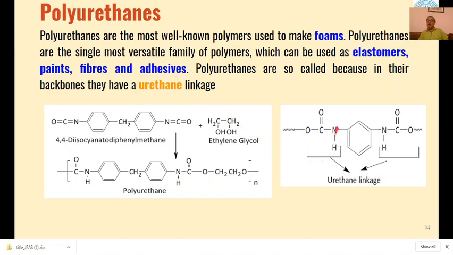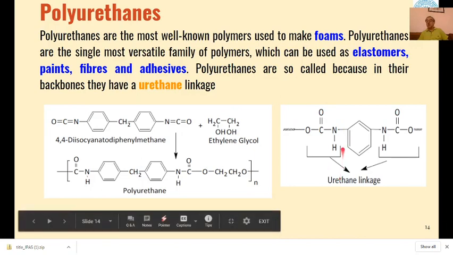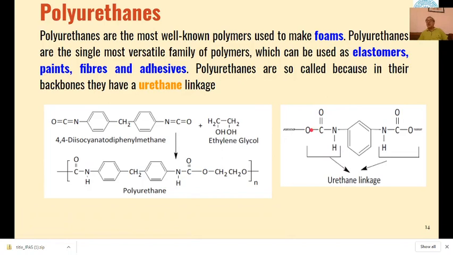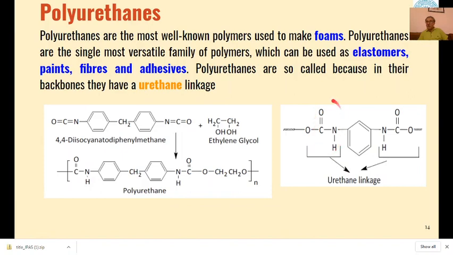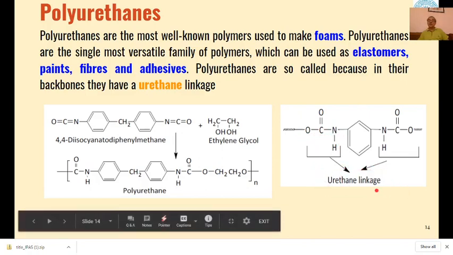When we have nitrogen and oxygen on the two sides of a carbonyl group, such a linkage is called a urethane linkage. Or you can say the amide linkage, if extended by an oxygen linkage, is called a urethane linkage. So if we see two things, this is an amide linkage and this is an ester linkage. Together they form the urethane linkage.